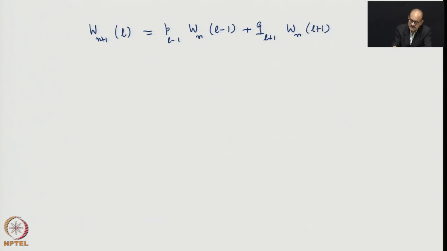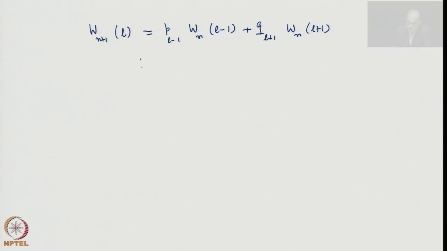We can start with any initial condition for completeness' sake, that is W_0(L) at the 0th step, let us say it can be delta_{L,0}. To begin with, there were no fleas on it. This L, of course, is 0, 1, to L.